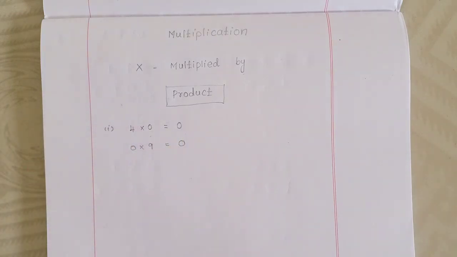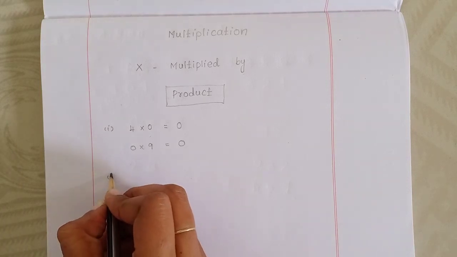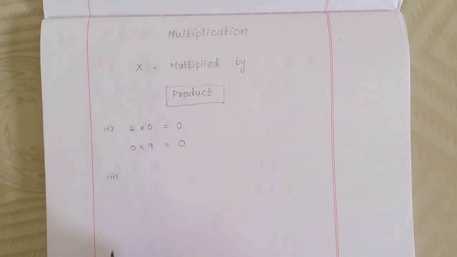Then property number 2. The product of any number multiplied with 1 is equal to the number itself. This is property number 2.